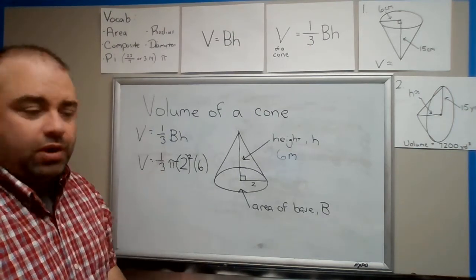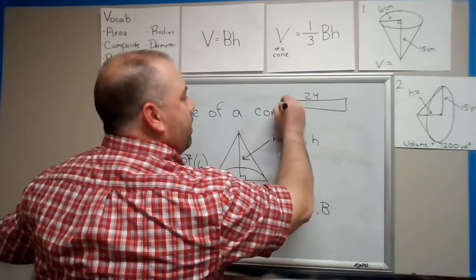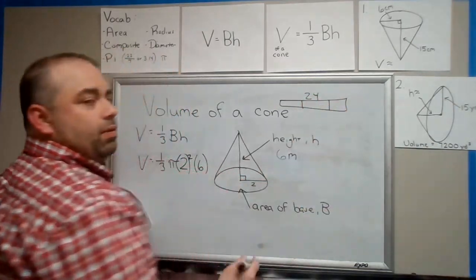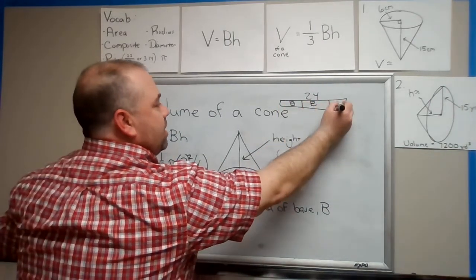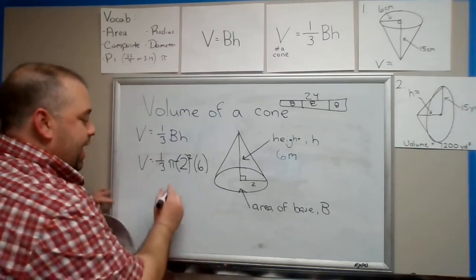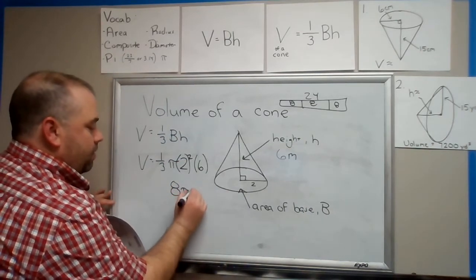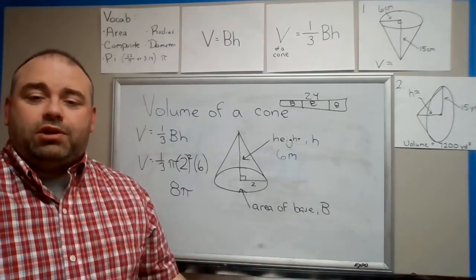So 1/3 of 24. So if you think about it, if you have 24 as a whole, if you cut it up into thirds, what would one of those thirds be? Well, one of those thirds would be 8, because we have 8 plus 8 plus 8 equals 24, so we'd have 8. So after we do all that math, we get 8 pi, which is pretty awesome when you think about it. We can break that all down without having to do a ton of extra work.